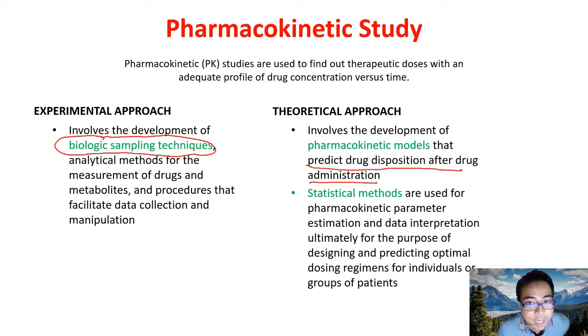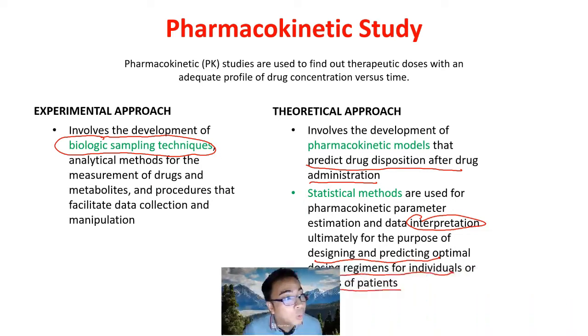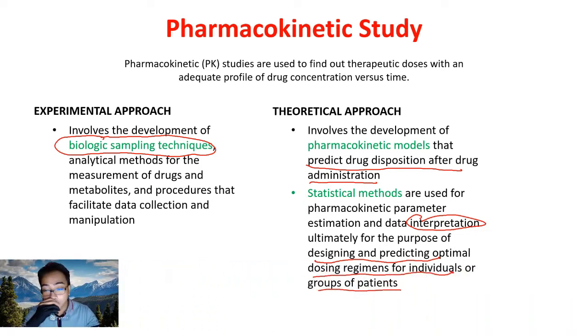Okay? So meaning, class, what we do in a theoretical approach is we perform statistical methods, okay, to determine the pharmacokinetic parameter, and we estimate this data, and we start to interpret them. Okay? And the purpose of that, okay, is in designing and predicting optimal dosing regimens for individuals or groups of patients. Okay? So basically, class, this is what we do in the pharmacokinetic study. Either we do an experimental approach or we do a theoretical approach.